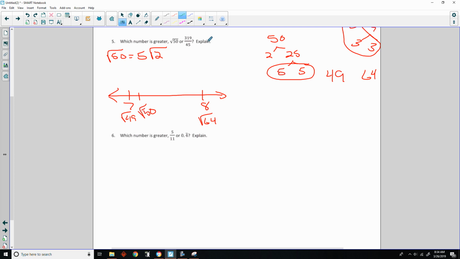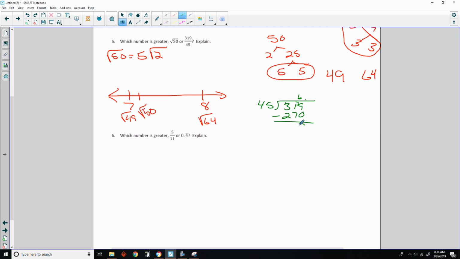Okay, so now we're going to simplify 319 over 45 by doing long division. So I take 45, and I see how many times it will go into 319. 45 will not go into 31. 45 will go into 319. Well, that's almost 50, so I'd say 6 times. 6 times 5 is 30. 6 times 4 is 24, plus 3 is 27.